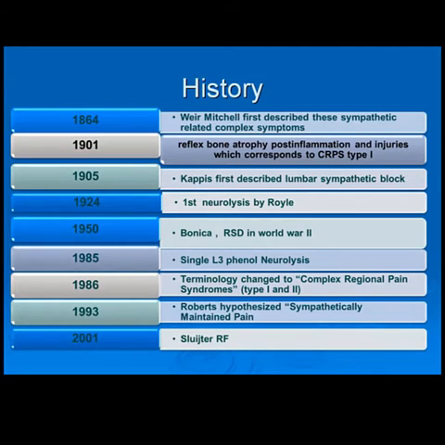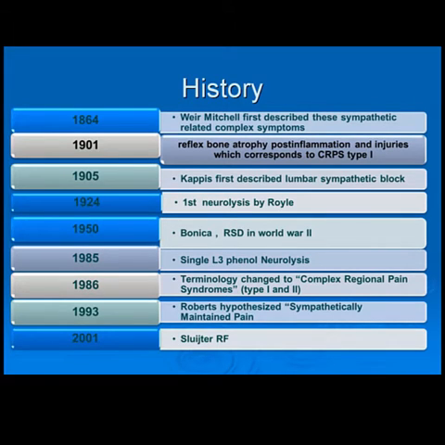In 1924, the first neurolysis by Royle, and he used phenol, not alcohol. In 1950, Bonica termed that this complex regional pain, this reflex sympathetic dystrophy, is a category of pain that happens in soldiers in World War II. And this is what happened when patients or soldiers were injured by white weapons, let's say by knife or by blades.